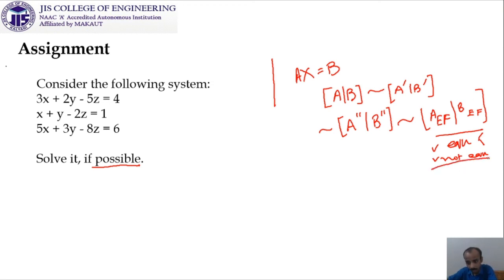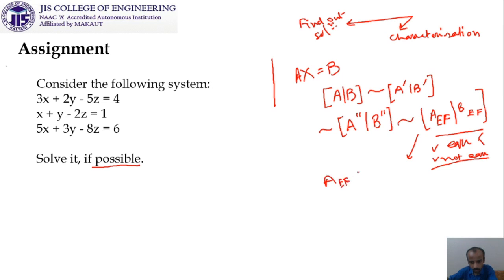After classifying this, you basically have two jobs. One is the characterization of the system, and if a solution exists, then to find the solutions. The first job is performed by this, and if you have characterized that the solution exists, then from this you will generate one system, that is A echelon form into x is equal to b echelon form. Please try to understand.